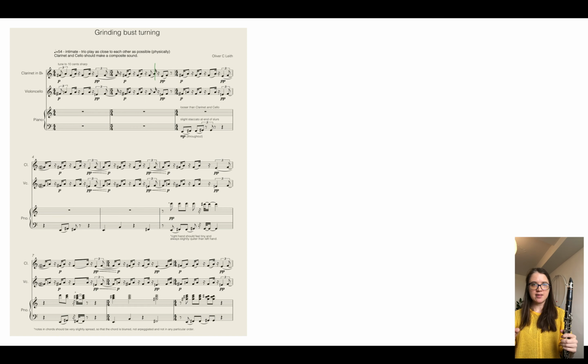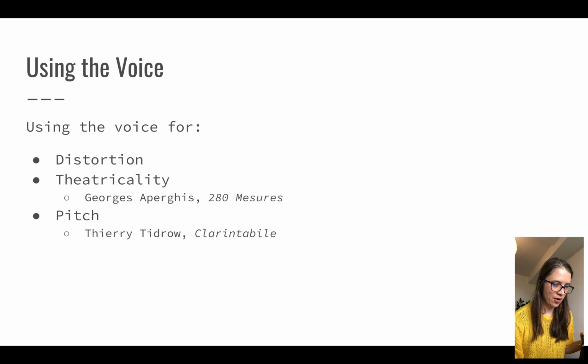Okay, so next thing, we're almost through here. So using the voice. You can sing and play at the same time. A nice thing to do is if I sing near where I'm playing, you get a kind of nice fuzzy distortion on the sound.